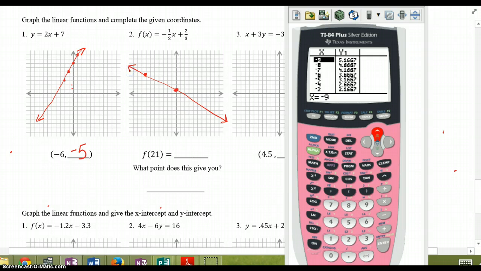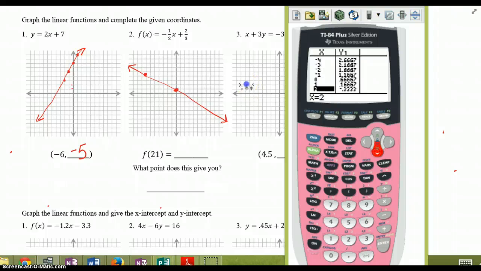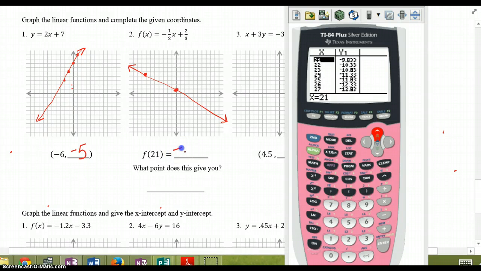Connect the dots. Okay, so now we have f of 21. So again, we can just scroll through until we find where x is 21, although this takes a lot longer to get through. And at 21, oops, I hit it too many times. We get negative 9.83.